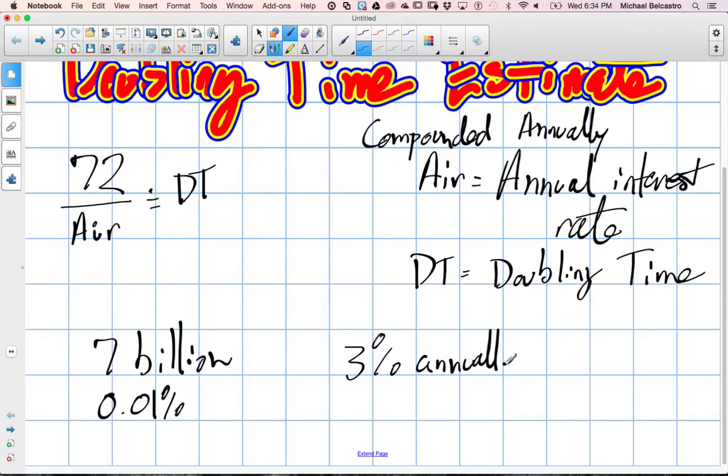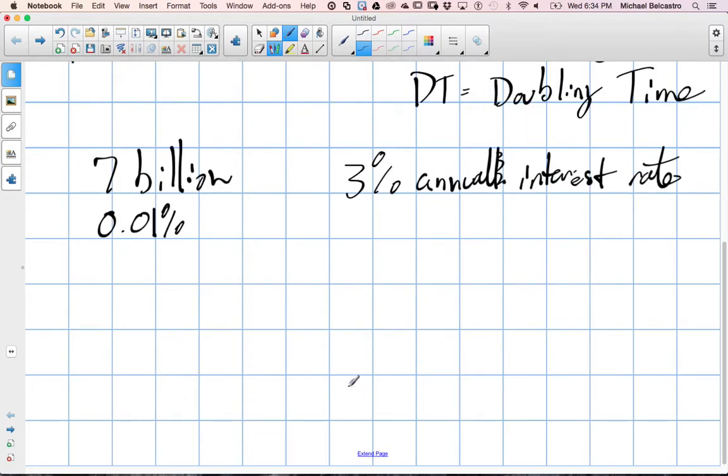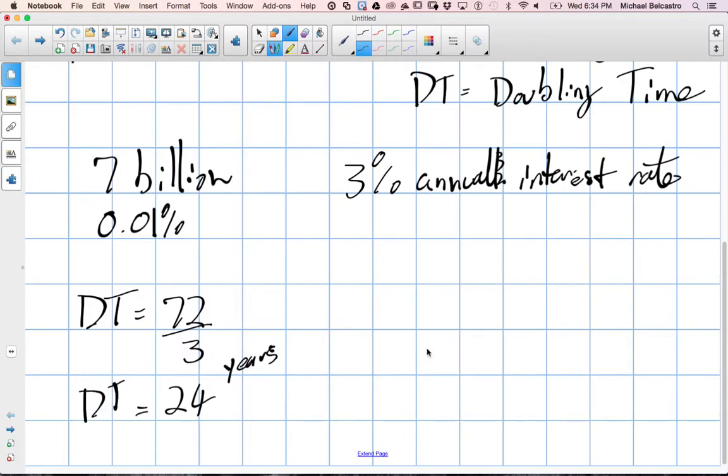Annual interest rate. And I put too many L's, but that's okay. So let's use that. Pretty simple to calculate. We have our doubling time is equal to 72 divided by 3. So we divide it by 3, and we're going to get 24. Okay, so apparently, according to this, it'd be 24 years for this doubling time to happen.